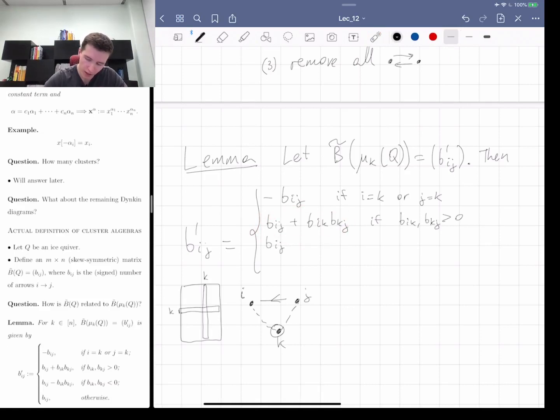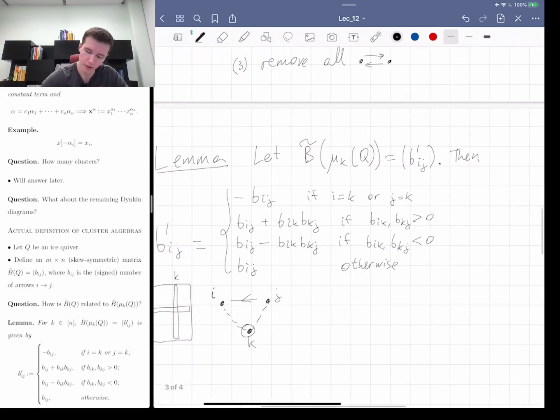Bij minus Bik Bkj if Bik, comma Bkj are both negative. If I have arrows going like this, then I'm going to add arrows from J to I. And finally, in all other cases, like for example when I have arrows from I to K and from J to K, I don't create any new shortcuts. So I just get Bij otherwise.